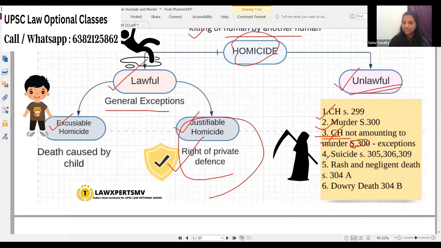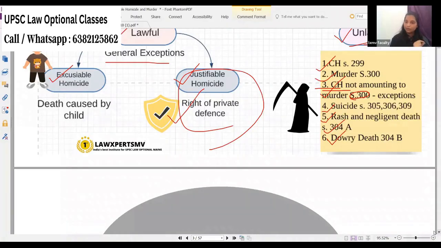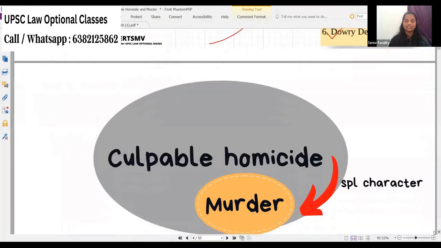Then you have suicide cases, like abetting suicide, all those things will come in, and then attempt to suicide. Then you have causing death by rash and negligence, which is punishable under 304A. And you have dowry death, 304B. But for today, we will be dealing only with culpable homicide and murder, which are very crucial sections. Others we will deal with later, so that you don't get confused. Okay, so let's start our concepts.